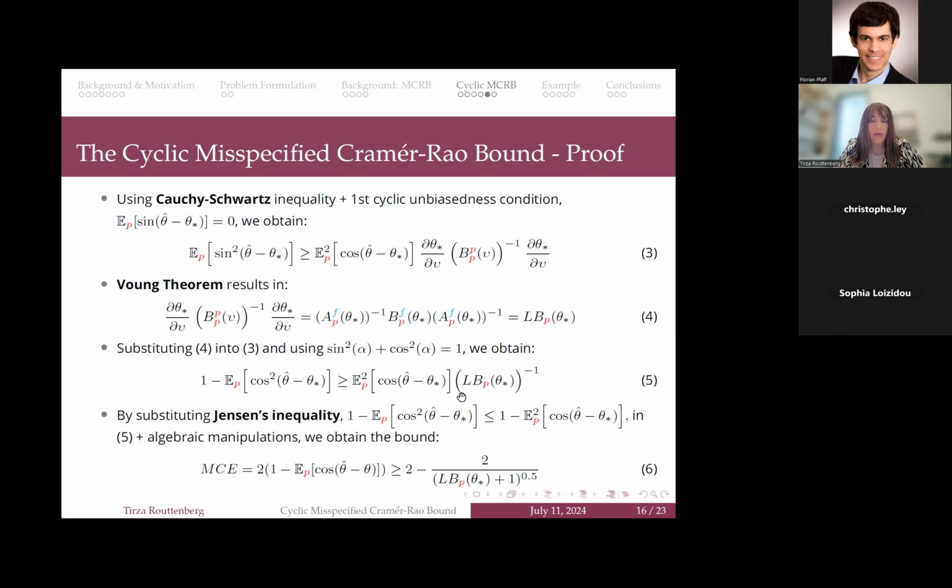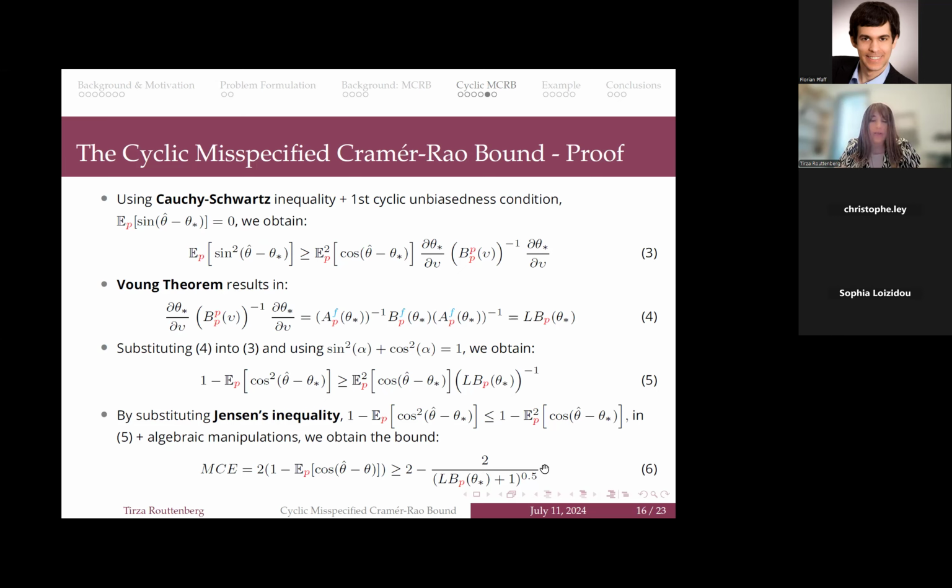This is not the final bound, but if you are familiar with the inequality from Professor Mordia's book, not for the misspecified case but for the correctly specified case, you can think of this as the extension of Mordia's inequality for the case of misspecification. So this is this equation. And then we apply the Jensen inequality to get the bound.